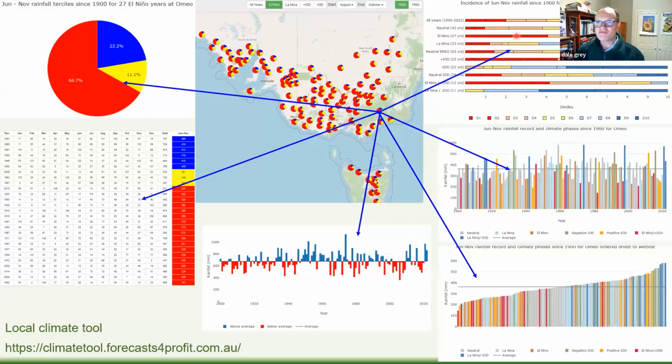Where's the El Nino one? That's up there, yes. So El Nino positive IOD, similarly, combine the two at Omeo, you get a much stronger response, but not as many years in the record.